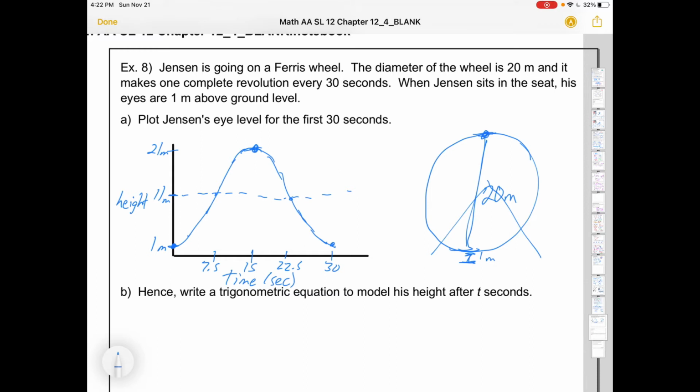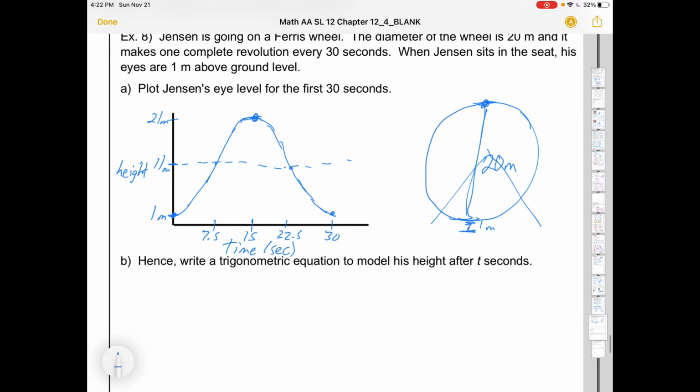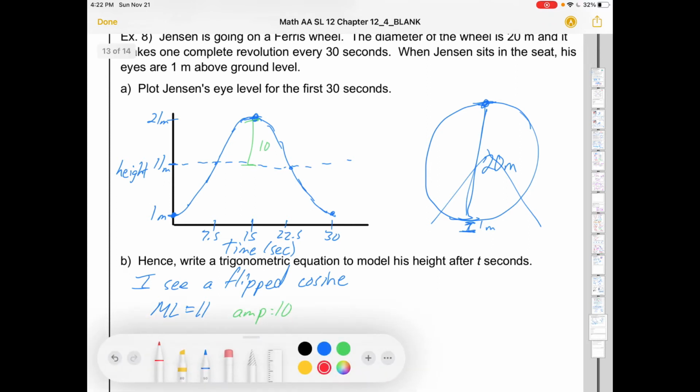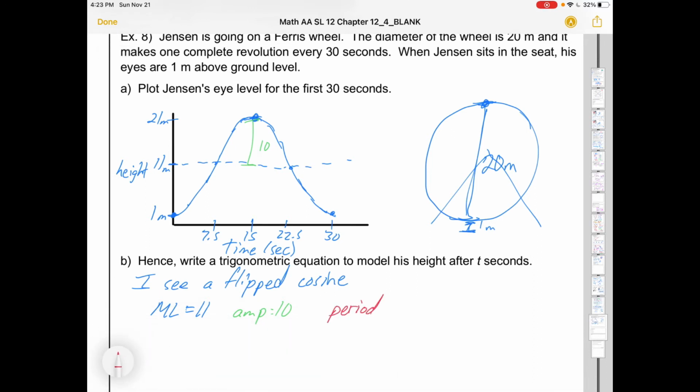Having the graph is what's going to help us write a trigonometric equation to model its height after t seconds. So when I look at this one, I see a flipped cosine. You don't have to see it that way. But if we do it as a flipped cosine, it has no shift at all. So I know that the midline is at 11. I know that the amplitude, we can figure that out, is going to be 10. Amp is 10. I know that the period is 30 seconds because it takes 30 seconds to do a full revolution. So B is going to be 2 pi over 30 or pi over 15.